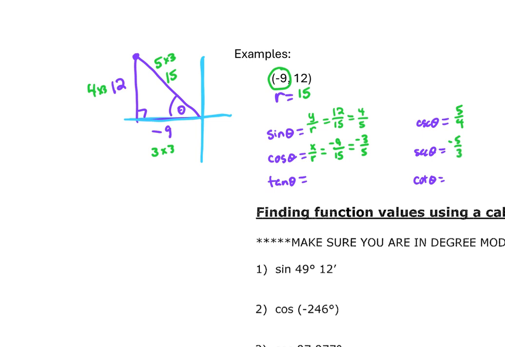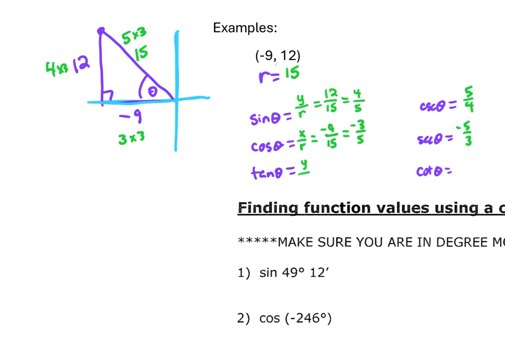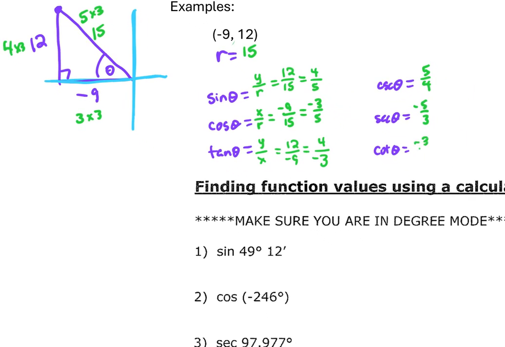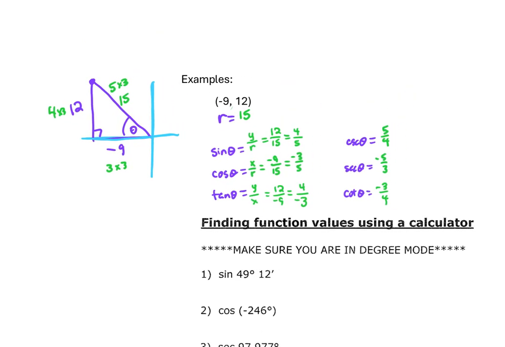And then, here's the pretty part. I like tangents. You just have to remember that we're going to do y over x. So that gives us 12 over -9. And we can reduce that one more time. So we can think of this as 4 over -3. So our cotangent is -3 over 4. All right, so that's an example where we're actually truly using the triangle.